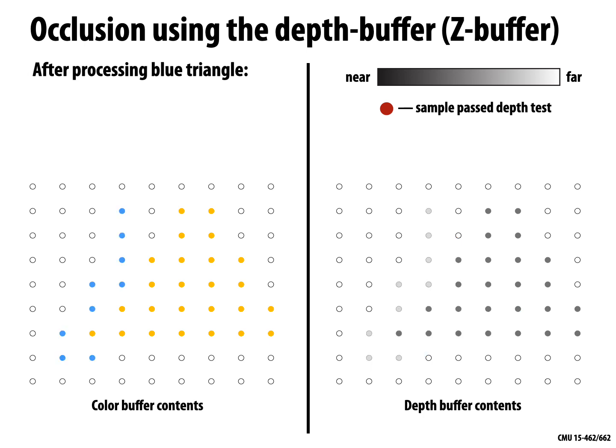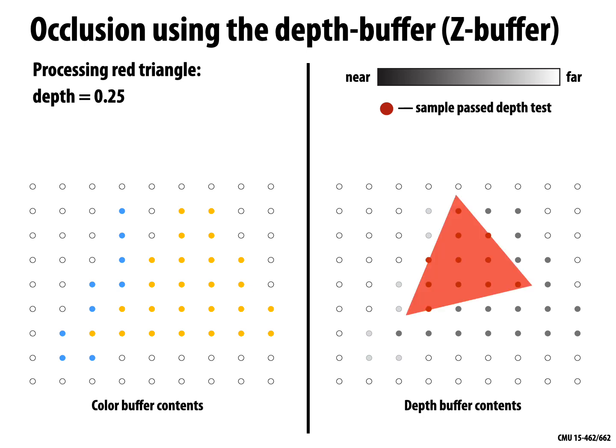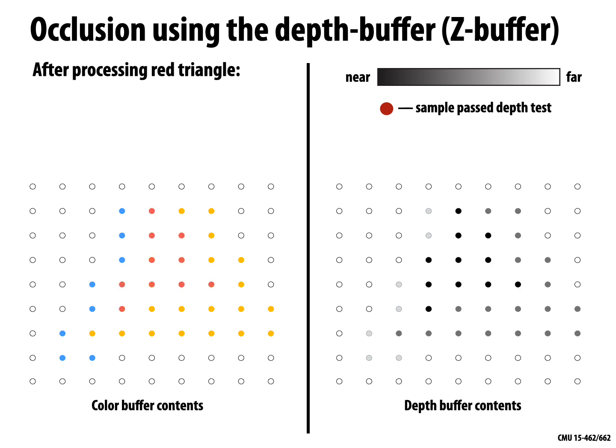Okay? So for the samples that pass, we do the same update. We update the color buffer. We put the blue color in those samples. We update the depth buffer. You notice there's some light gray where that new triangle came in. And finally, we take the third triangle. We rasterize it the same way. This one is now closer than the first two triangles. So all the samples pass the depth test. We write the colors into the color buffer, and we also update all those samples in the depth buffer. So now we have these almost black dots where that new triangle showed up.